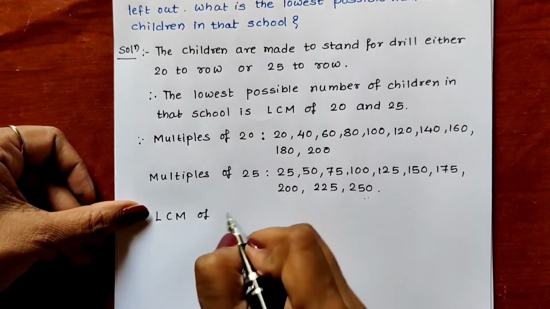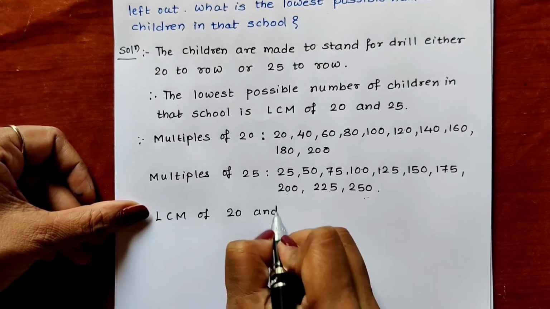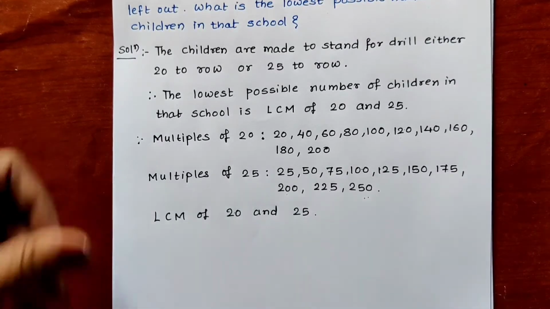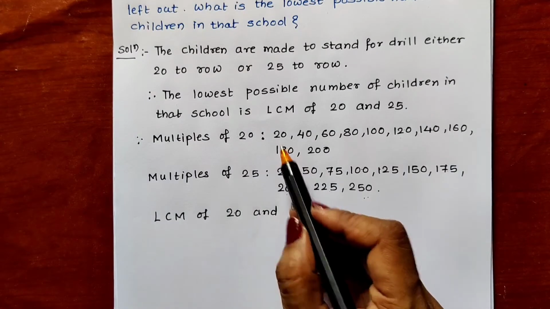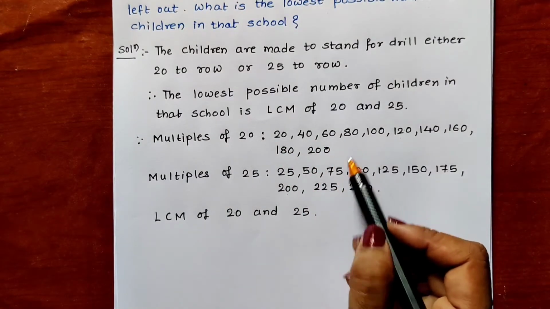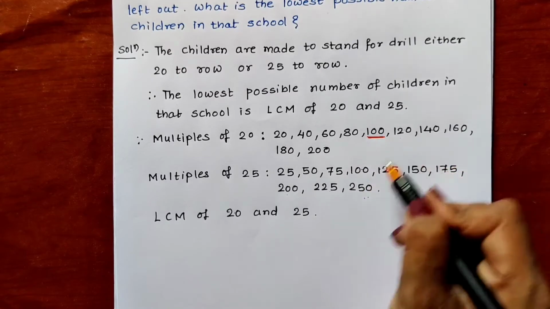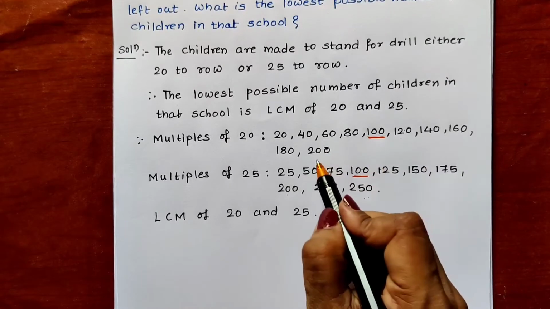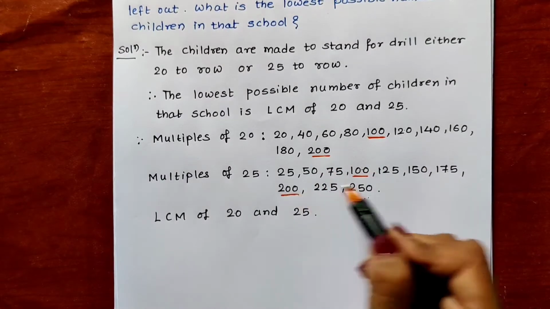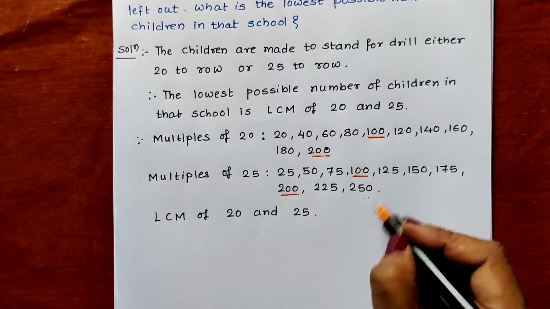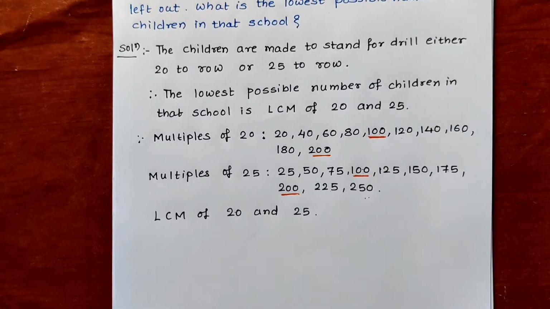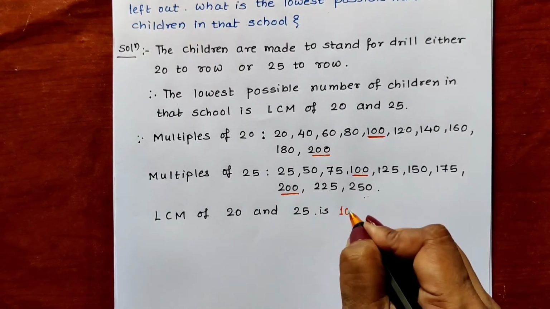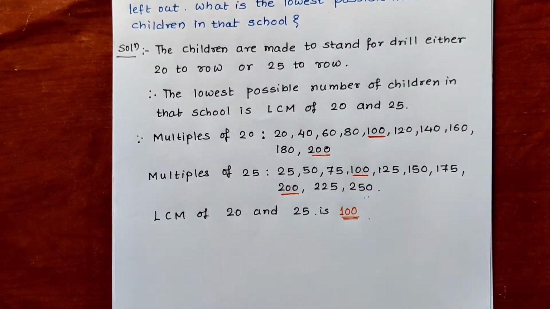Now let us find out the LCM. LCM of 20 and 25, the least common multiple we have to find out. What is the least common? 20, 40, 60, 80, 100. I can see 100 is the smallest common multiple. After that directly 200 is there, but 200 is not the lowest. The lowest, or least, or the smallest is 100. So it is 100.